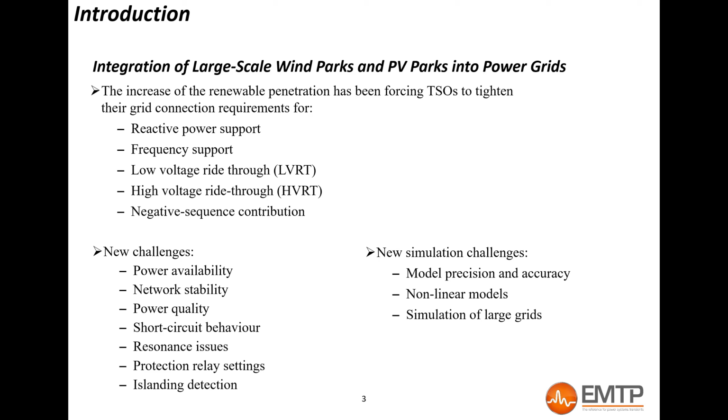The short circuit behavior of these components is completely different compared to, again, synchronous generators. Resonance issues can occur, what we call subsynchronous control interaction, when the interaction between different wind parks and solar parks and the grid can cause resonances. Protection settings are also different and must be modified compared to the traditional approach with synchronous generators. And finally, we have islanding detection problems when the parks are operating.